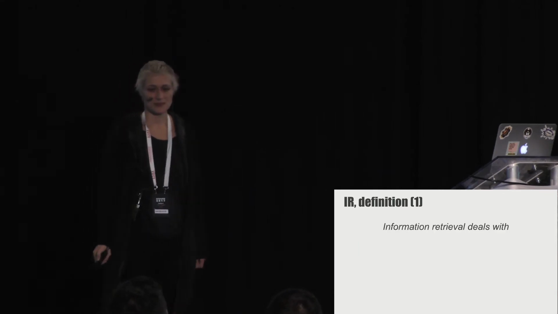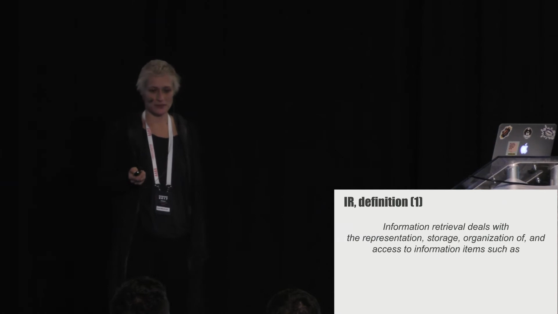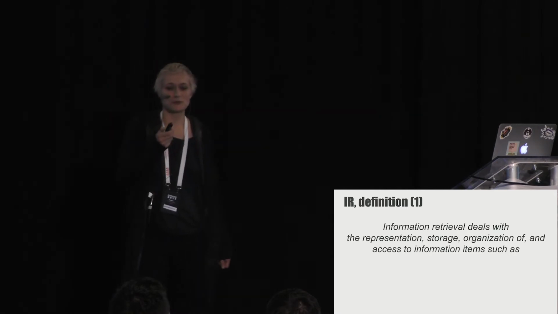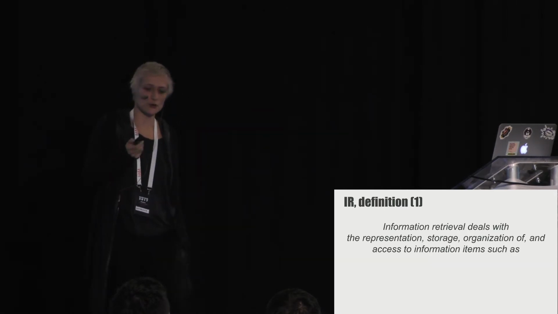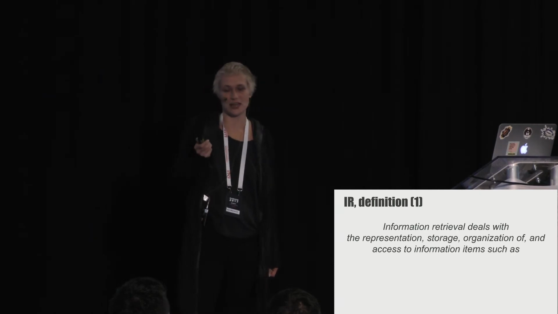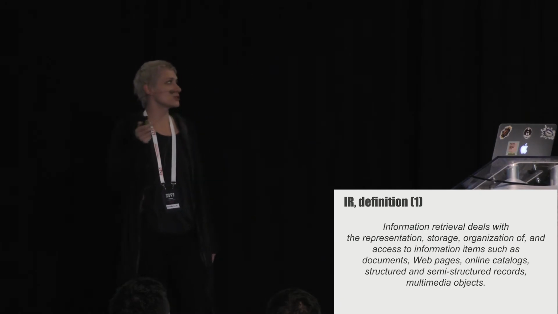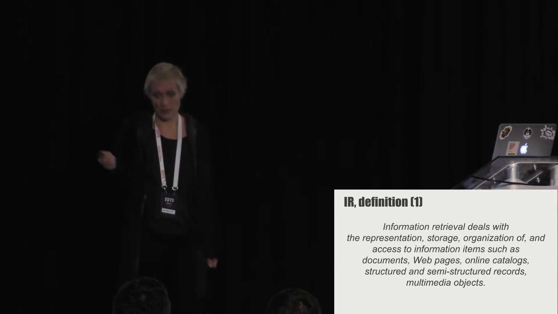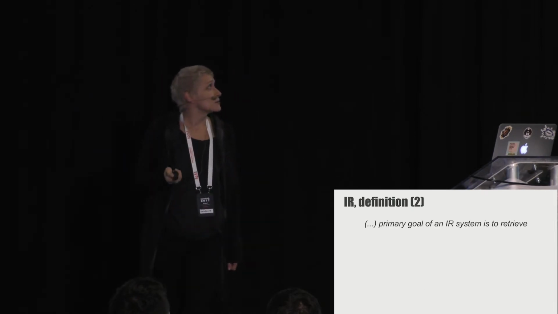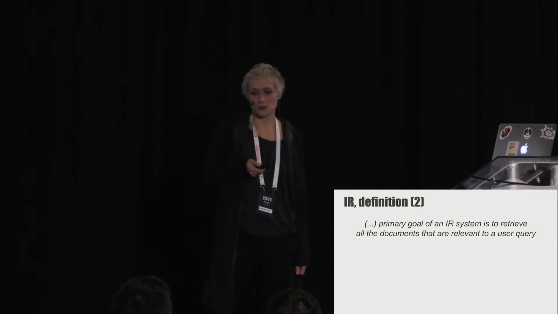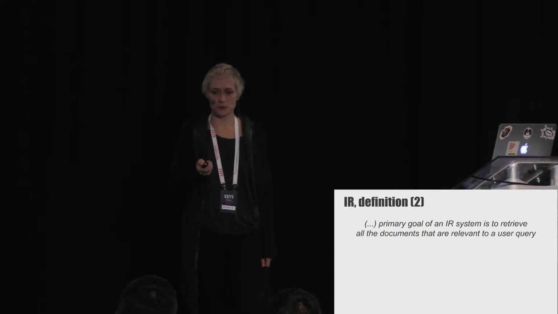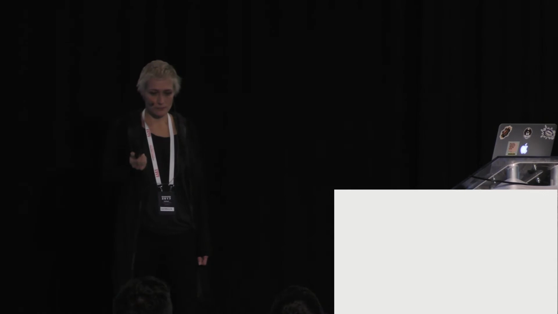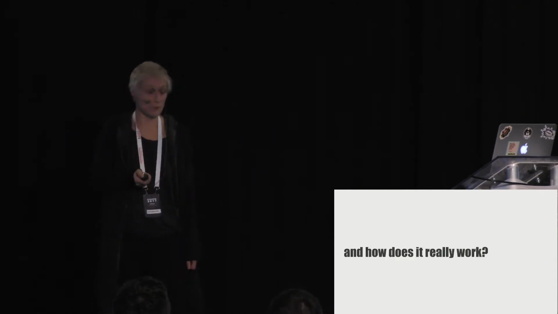So what is it? I will tell you only that the definition is somewhat descriptive. Information retrieval deals with the representation, storage, organization of, and access to information items, such as documents, web pages, online catalogs, structured and semi-structured records, multimedia objects. So a full spectrum of elements, right? And the primary goal of an IR system is to retrieve all the documents that are relevant to a user query while retrieving as few non-relevant documents as possible. So, how does it really work?